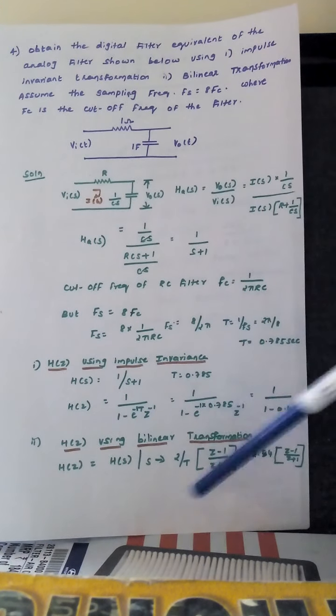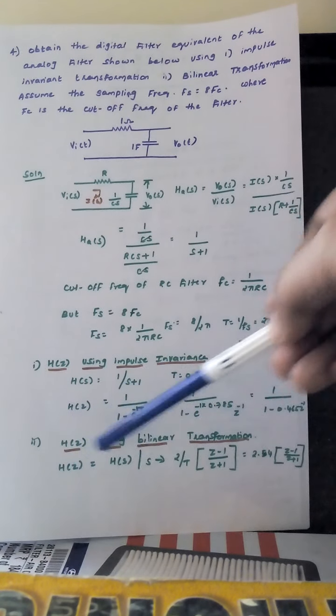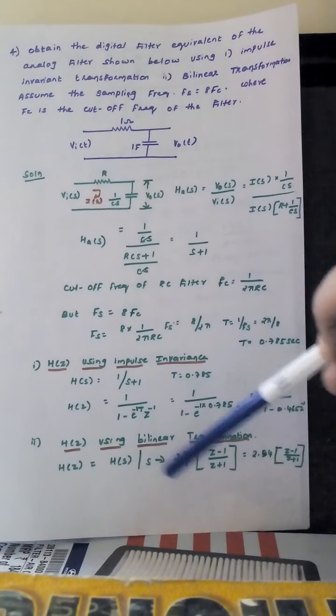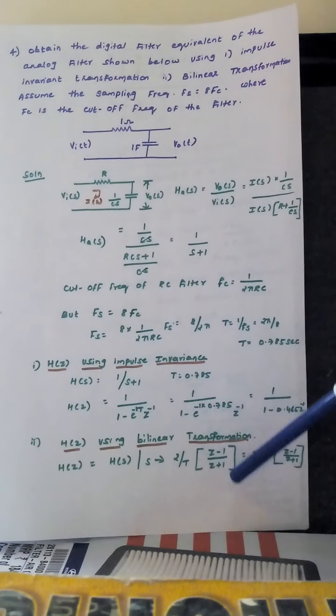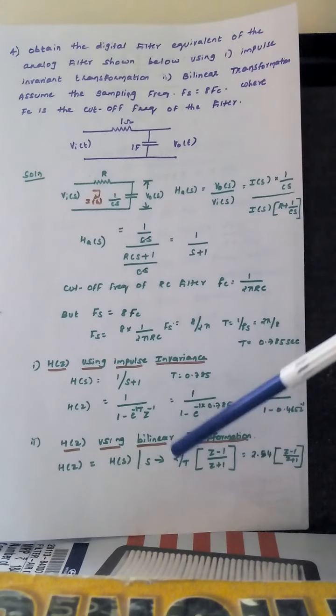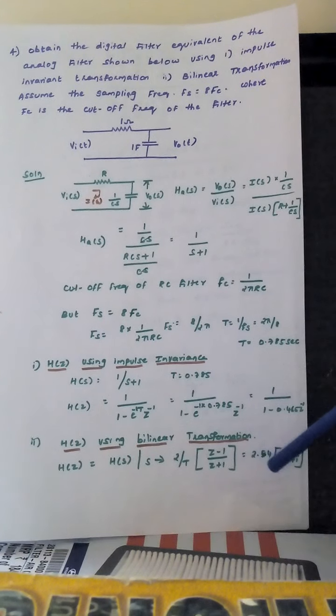Similarly, the second method, H of z using the bilinear transformation. If you want to convert H of s to H of z, we have to use the transformation where s will be replaced by 2 by T into z minus 1 divided by z plus 1. Here the T value we got as 0.785. If you are substituting, we are getting 2.54 into z minus 1 divided by z plus 1.